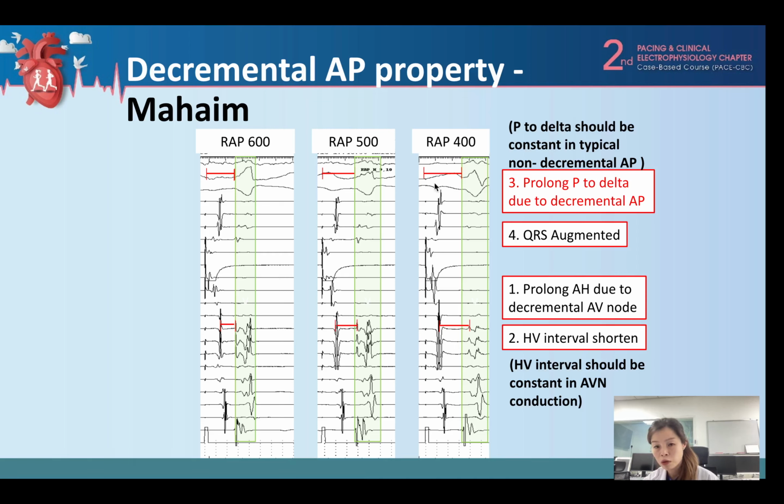Third, there is a prolongation of P to delta interval. This is the decremental accessory pathway property, and is unique in atriofascicular Mahaim pathway, because for a typical bypass tract, the P to delta should be constant. And finally, there is progressive augmentation of QRS morphology, also consistent with accessory pathway. So this is decremental accessory pathway property. This is the Mahaim pathway.